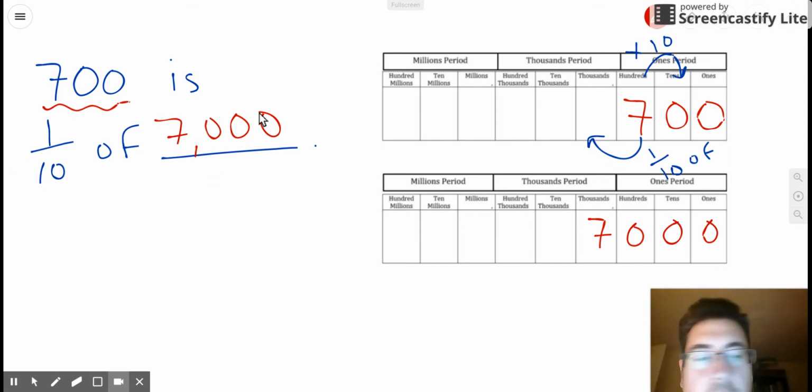So I wish you all luck working on your problems this afternoon. And remember to use your place value charts, and remember also to use the place value relationships we've been talking about.